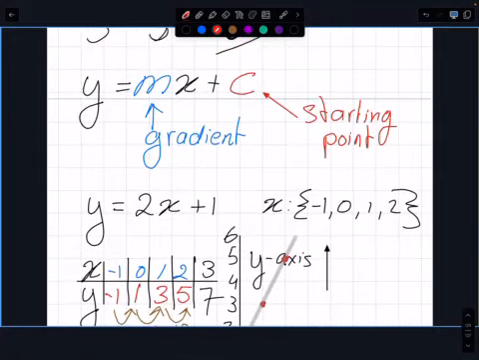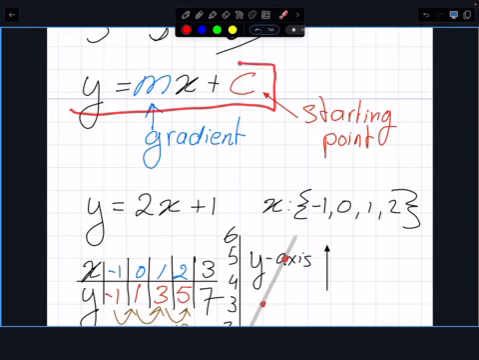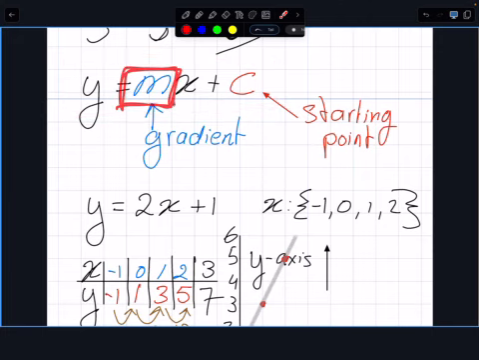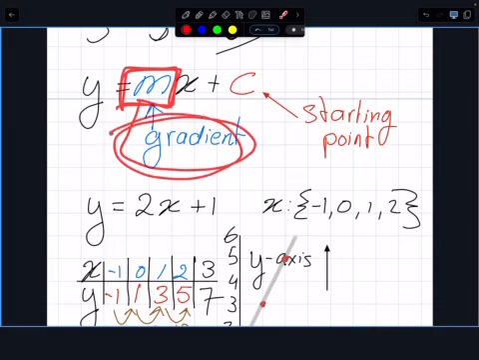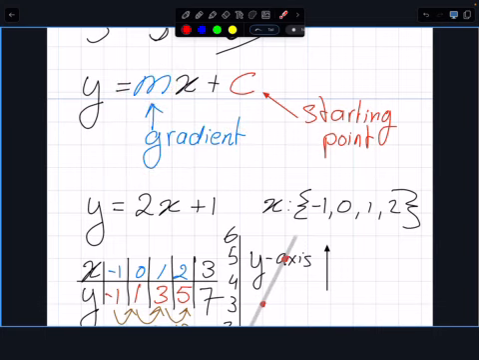So, standard form of a linear equation, do not forget it. You need to memorize it. Do not forget it. M stands for the gradient. The gradient of y equals 2x plus 1, the gradient is not 2x. The gradient is 2. Do not make that mistake. The gradient is not 2x. The gradient is 2, just a number.